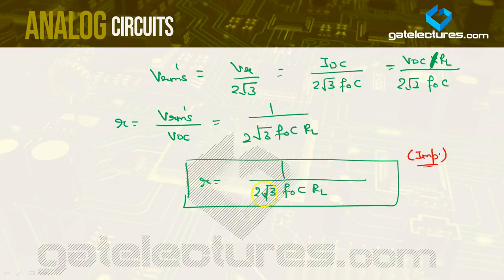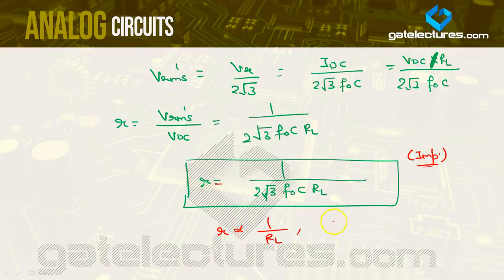Okay, so this is highly important. The ripple factor r is equal to 2 root 3 f naught C RL, and it is very important to observe that r is inversely proportional to the load resistance RL. So if we choose a very high, large load resistance, then the ripple factor is very small, and we shall see very small ripples in the output.